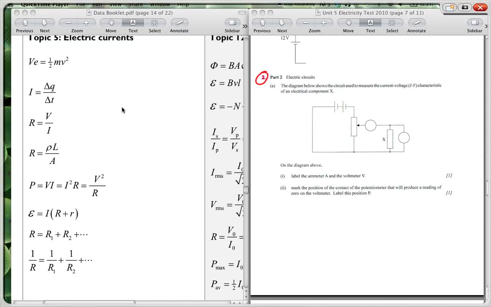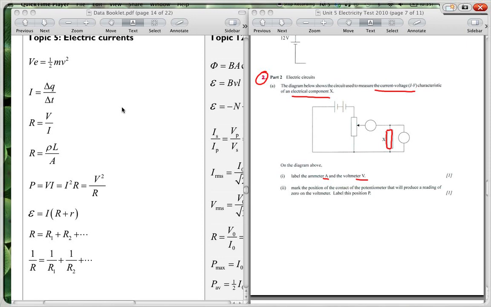Question 2. The diagram below shows the circuit used to measure the current-voltage (IV) characteristics of an electrical component X. So that's this one over here. On the diagram above, label the ammeter A and the voltmeter V.